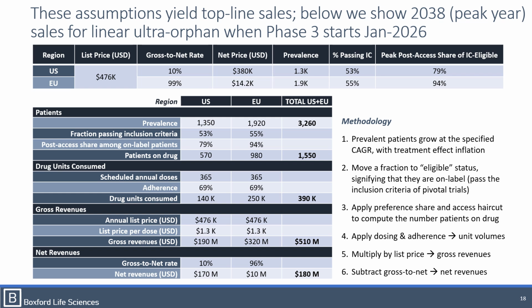Here we're assuming QD dosing, so once a day, and adherence, to get the number of drug units consumed over a period of time. We multiply that by the list price to get gross revenues, and then apply a gross to net rate in order to get the net revenues.